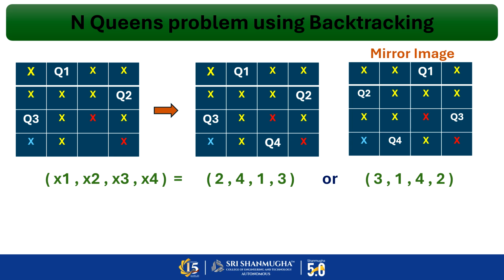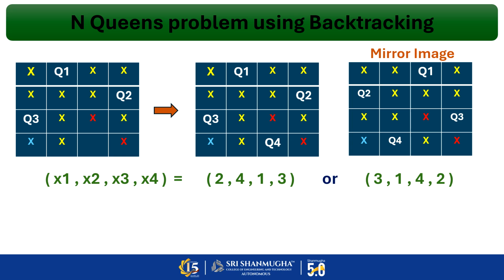Okay. Now after placing everything, we have to derive the solution, right? Now x1, x2, x3, x4 are considered as queens Q1, Q2, Q3, Q4. In each row, in which position are they placed? Those columns you have to mention. In the first row, second column, so I am writing 2. Second row, fourth column, so 4. Third row, first column, 1. Fourth row, third column, 3. So our solution is 2, 4, 1, 3.